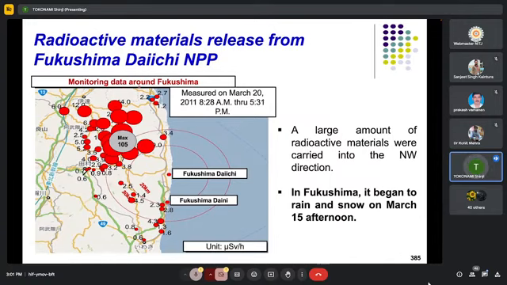Here is the monitoring data around Fukushima. The unit is microsievert per hour. A large amount of radioactive materials were carried into the northwest direction. Here is the Fukushima Daiichi nuclear power plant, and we found the highest gamma dose rate here, measured on March 20. In Fukushima, it began to rain and snow on March 15 afternoon.